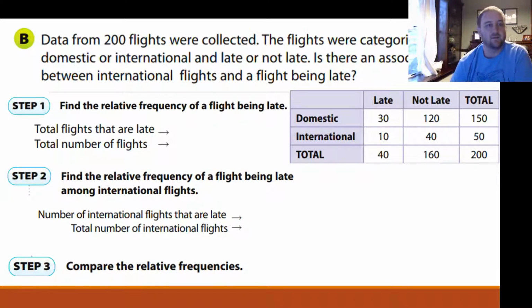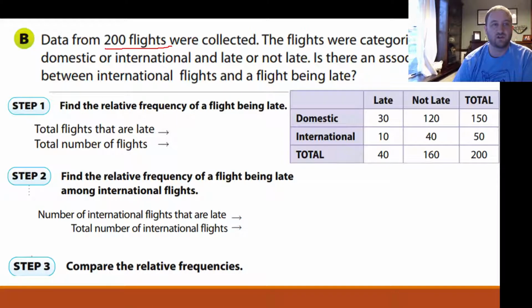All right. Part B, data from 200 flights were collected. So we got 200 total flights collected. The flights were categorized as domestic or international and late or not late. So a lot of times the flight could be running on time or it could be running late.